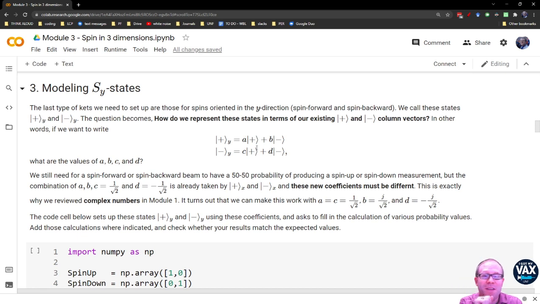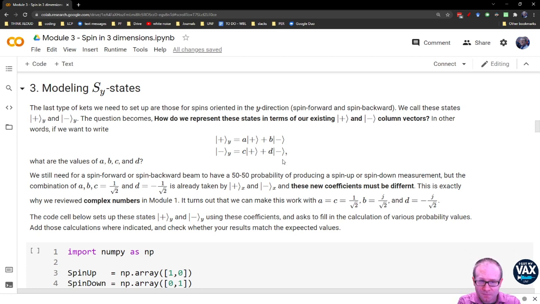The problem here is that we've already used a set for spin left and spin right. You should have figured out that those were a combination of 1 over root 2 and negative 1 over root 2, just with the negatives distributed strategically. So how can we get these to be any different? Well, this is why we talked about complex numbers back in Module 1. This is where we're going to use complex numbers because that gives us an extra bit of mathematical space to move around in.